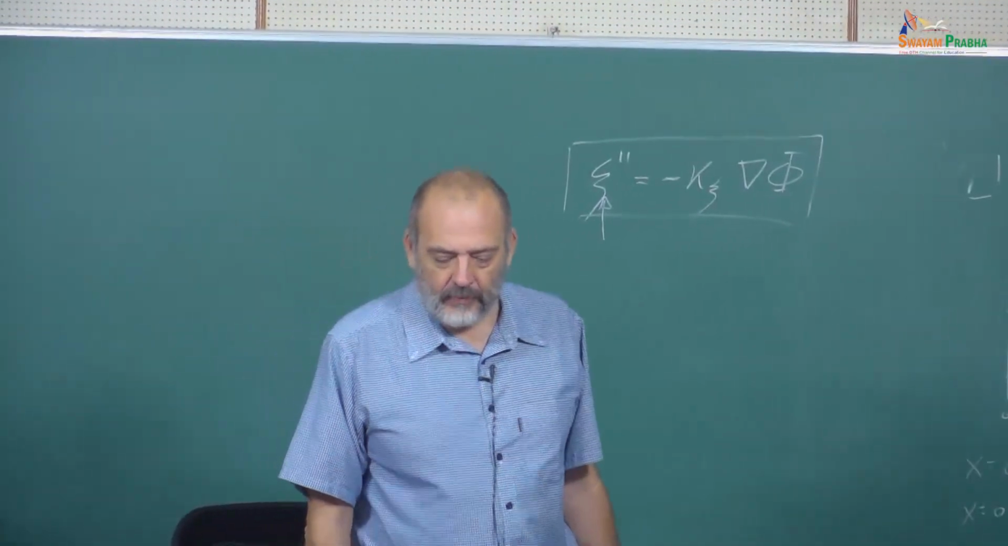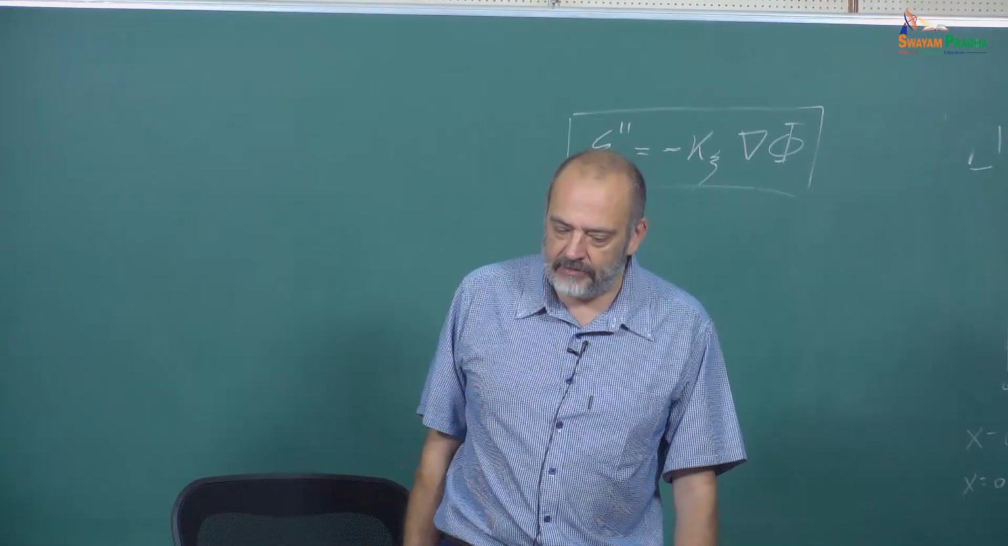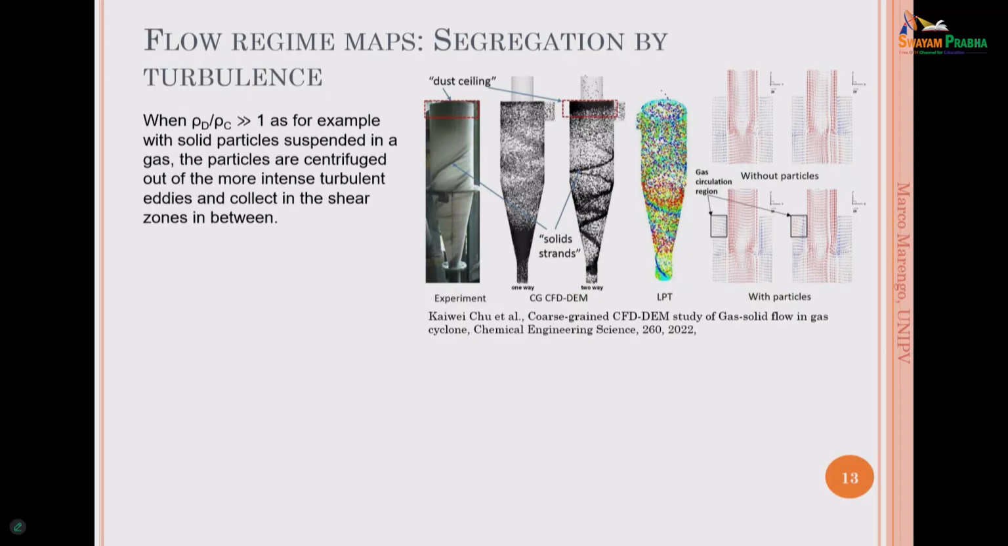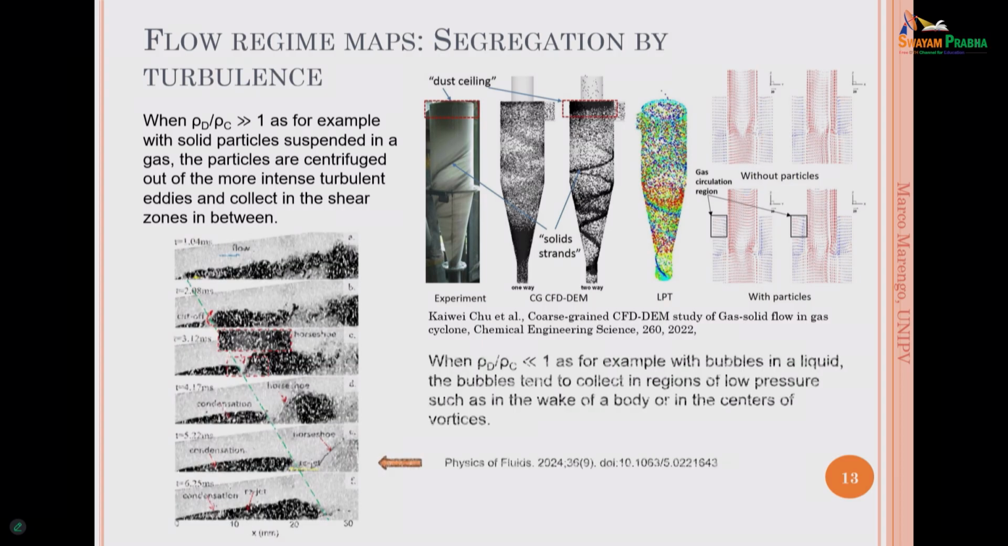In fact, for example, this is the classical condition, as I told you, of particles in a cyclone. And you can see here that the particles are going to form, and you have different conditions, no? And you can also try to simulate what is happening in this cyclone. We have a gas circulation region. We have a region without particles, and so on, okay?